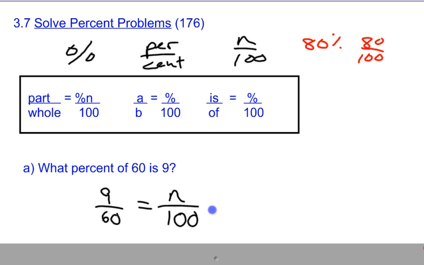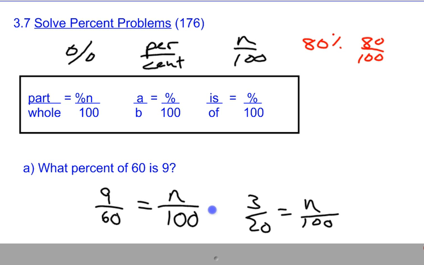And what could a person do right now before they even cross product? Nick? You could simplify 9 over 60. What is that? That's 3 over 20. So he's dividing out the 3. Did everyone hear that? So we could rewrite this as 3 over 20 equals n over 100.